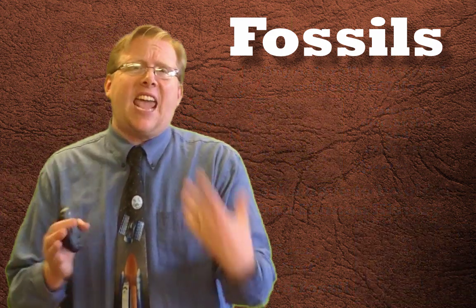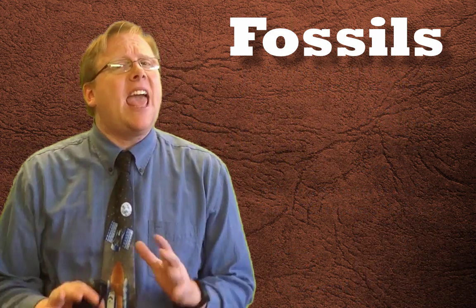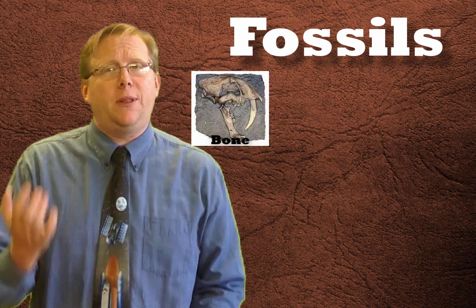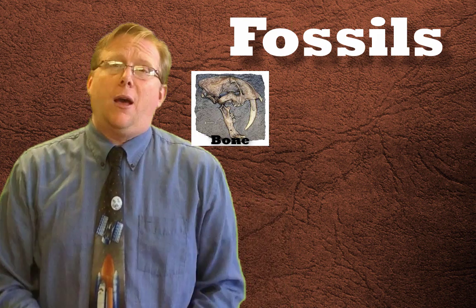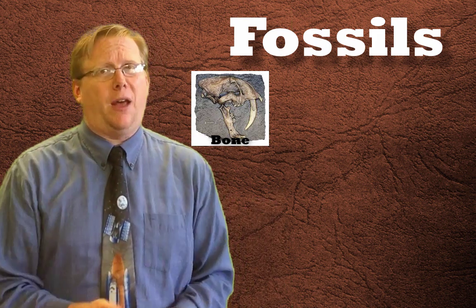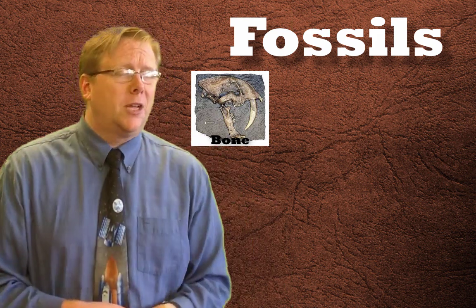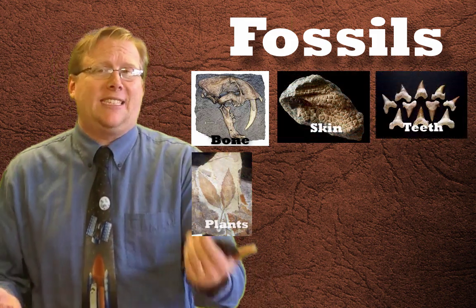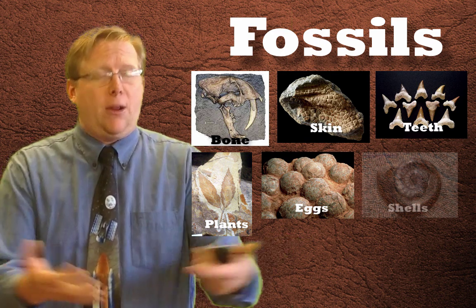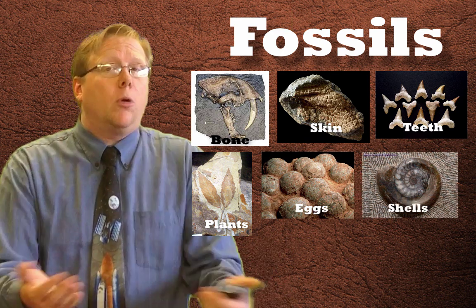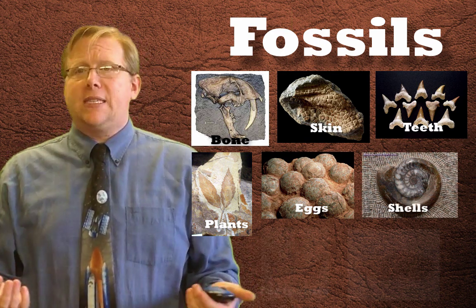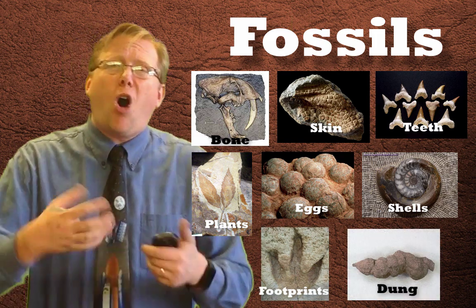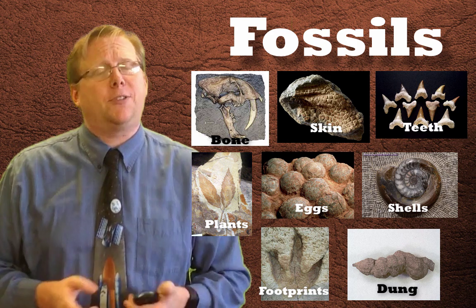But lots of things can be fossils. In fact, any evidence of life. So that could mean a bone. We think of fossils, we think of dinosaur bones usually. I know when I was out hunting for them, that's what I thought of. So bones could be fossils. You could have skin, teeth, plants, fossilized eggs, shells of an egg, or even just a shell of an animal, footprints, even their poop, their dung. It's called coprolite, and it can all be evidence of life and can be fossils.